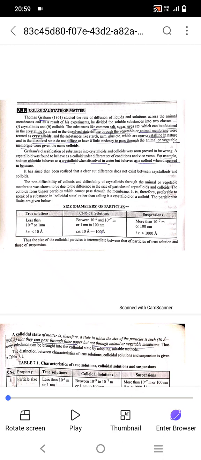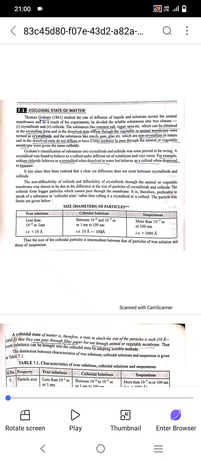Substances like common salt, sugar, urea, etc., which can be obtained in crystalline form and, in dissolved form, diffuse through vegetable and animal membranes, were termed crystalloids. Substances like starch, gum, glue, etc., which are non-crystalline in nature and, in dissolved form, do not diffuse or have little tendency to pass through the animal or vegetable membrane, were given the name colloids.